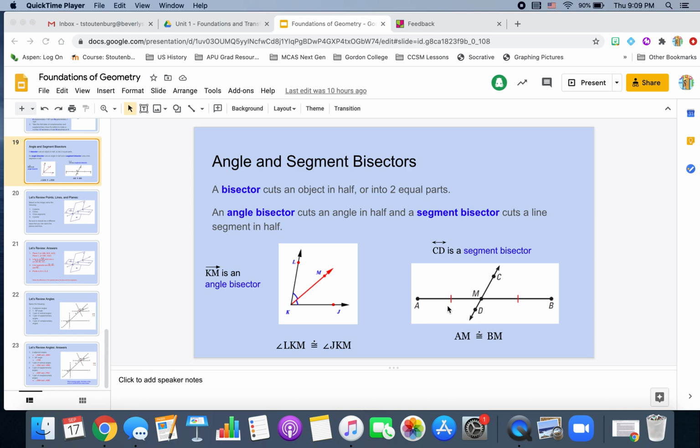red dash marks, lets me know that these two pieces are congruent, allowing me to say the congruency statement AM is congruent to BM. And the one thing I forgot to add here is the little line that goes over both the AM and the BM to indicate that they are line segments.